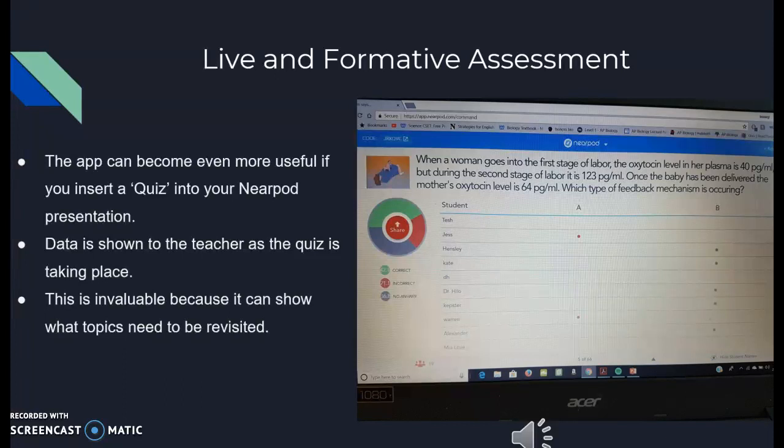So if I notice a lot of students are missing the question, I can go back and work it through with them and spend more time. So it's really good because it gives you up-to-date quantitative data of how your students are retaining the information as you move through the slides, and if they're really paying attention or not. So this is really good.